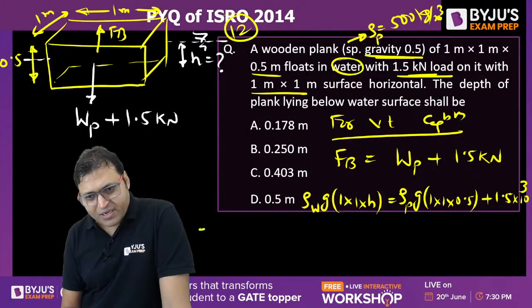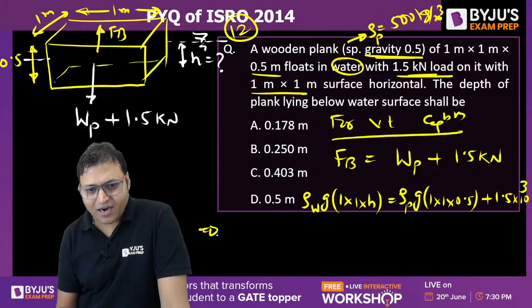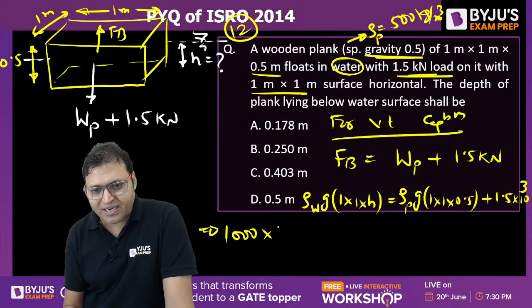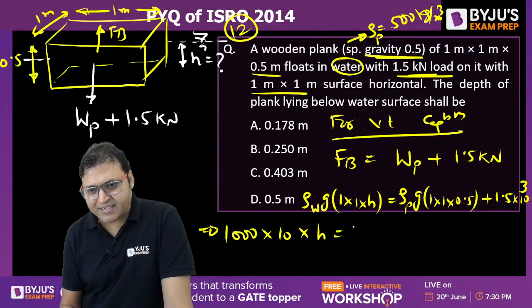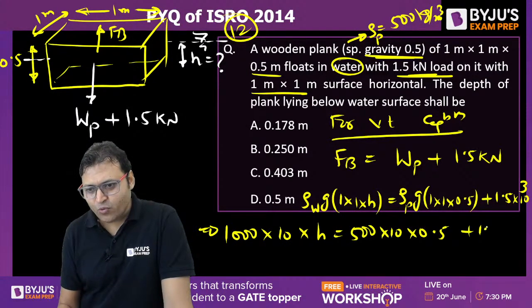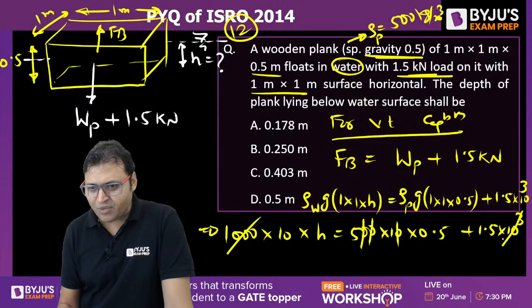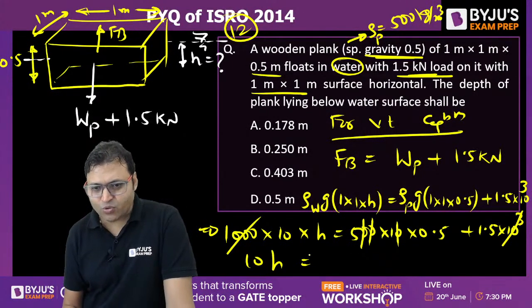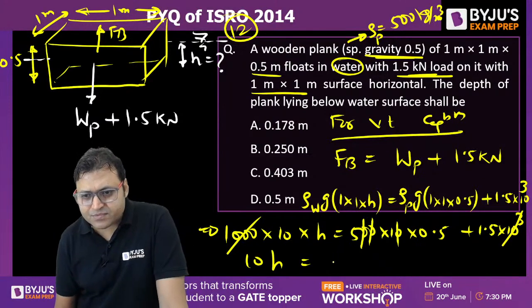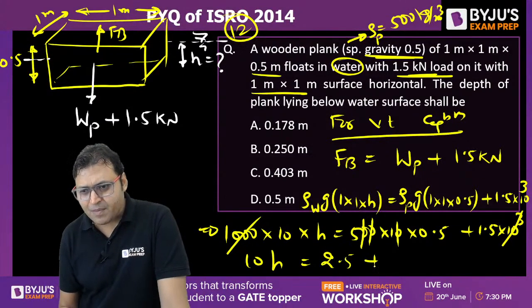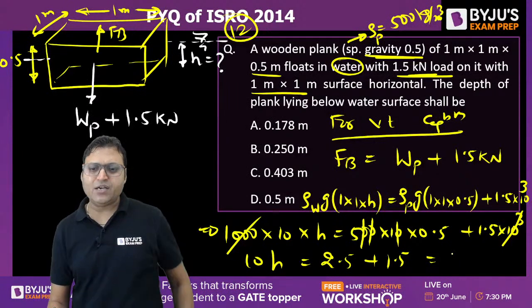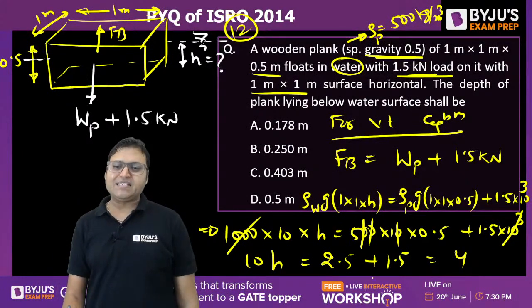So if we put g as 10, 1000 into 10 into H is equal to 500 into 10 into 0.5 plus 1.5 into 10 to the power 3. If we simplify this, 10 to the power 3 gets cancelled out. So 10H is equal to 2.5 plus 1.5, which is 4. 10H is equal to 4.